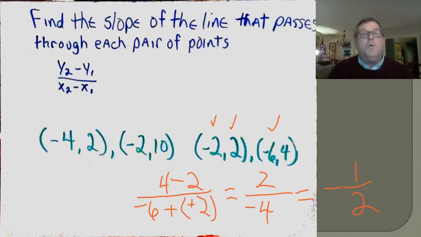Okay, there we go. y2 minus y1 over x2 minus x1. Finding slope through ordered pairs. Finding the slope of a line that passes through each pair of points. If you get your y2s and your y1s and your x2s and your x1s straight, and you don't forget your minus signs, don't forget if you're subtracting a minus number, that turns it into a plus. If you do all that, man, you cannot go wrong. You will nail it. Happy solving.